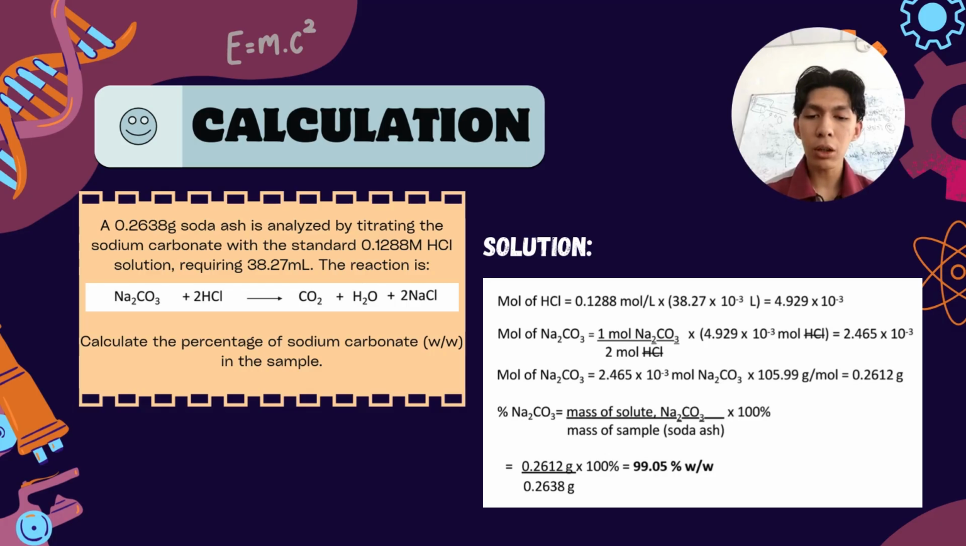Finally, the percentage of sodium carbonate in the soda ash sample is calculated using the mass of sodium carbonate divided by the mass of sample, multiplied by 100%. The final result shows that the soda ash contains 99.005% sodium carbonate by weight.